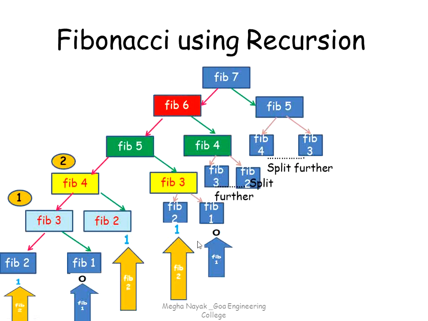Now here also in the same manner the tree has been split and you will be getting an answer 1. Climb up, you will be getting answer 3. Climb up, you will be getting 2. Climb up, you will be getting 6. Finally, you will be getting 8. Now to compute fib of 7, we made a recursive call to fib of 6 and fib of 5. To compute fib of 6, we made a recursive call to fib of 5 and fib of 4.